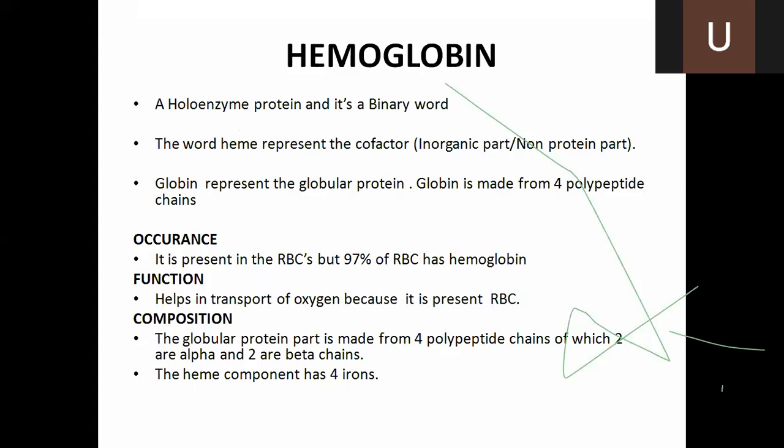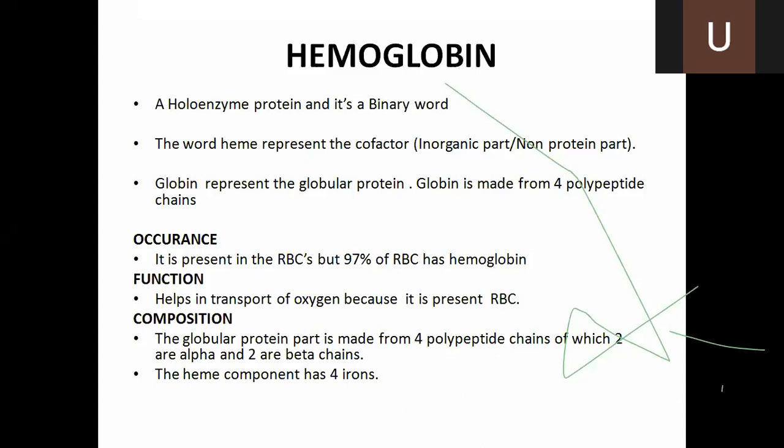Now, where does hemoglobin occur? As we've studied before, the RBCs have hemoglobin and they carry the oxygen, about 97% of it. What is the function of hemoglobin? It basically transports oxygen, because it is present in red blood cells, and the blood is carried throughout the body, so it carries the oxygen throughout the body. It helps in oxygen transport from the lungs to the cells and tissues.